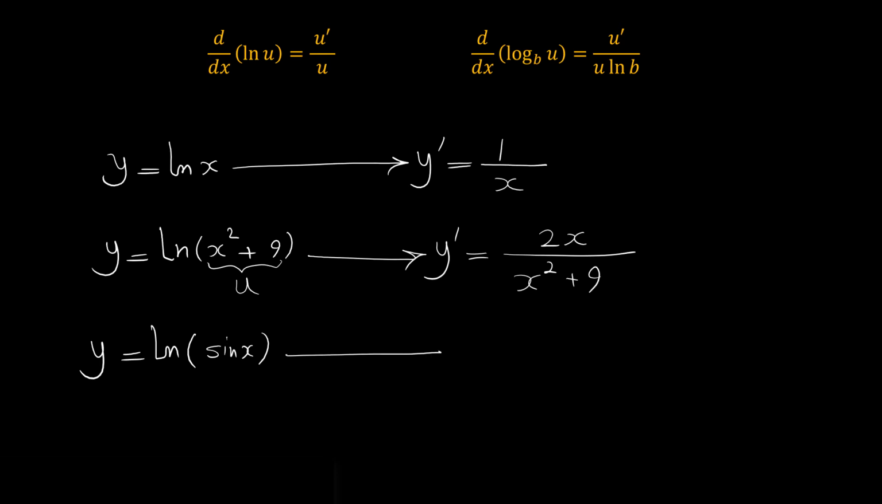In our third example, y prime is, write sine of x in the denominator, u is sine of x. We have to put u in the denominator, and in the numerator, take derivative of that u. What is derivative of sine of x? Cosine of x. So derivative of ln of sine of x is cosine of x over sine of x. If you like, from trigonometry, we know that cosine over sine is cotangent of x.